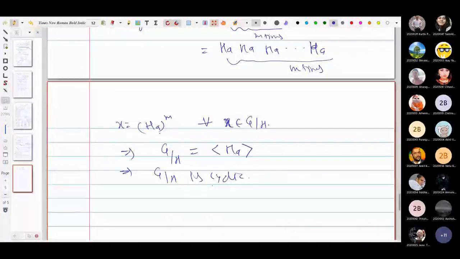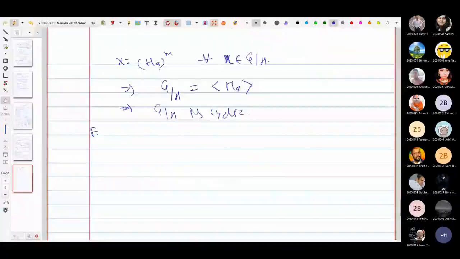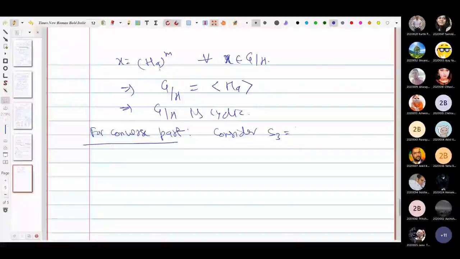For the converse part, consider S3. It has elements identity, (1 2), (1 3), (2 3), (1 2 3), (1 3 2), like this. Okay. And this is not cyclic. This is non-cyclic. Okay.